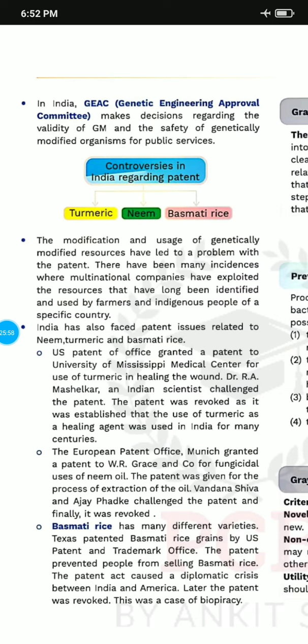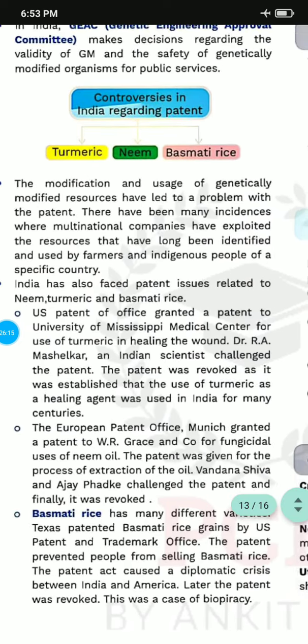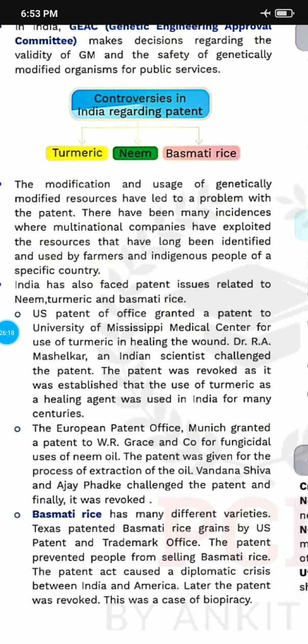A patent is a way by which we can prove that a product was published, introduced or discovered by a particular country. Basmati rice also offers a controversy: the US claimed the patent and trademark of basmati rice as theirs, but actually the patent was opposed by the people who sell basmati rice. Later the patent was revoked, and this comes under biopiracy.